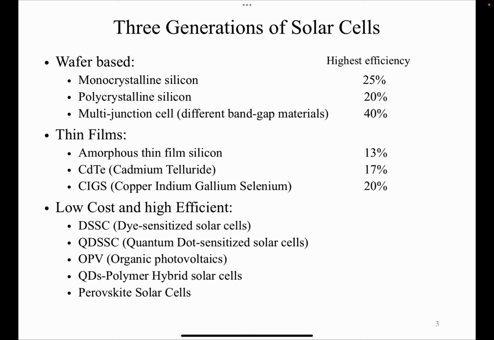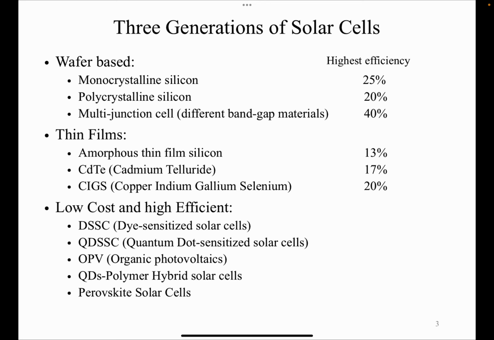Three generations of solar cells: wafer based, thin film, and dye synthesized. Monocrystalline, polycrystalline, and multi-junction. Approximately they have 25% efficiency, 20% polycrystalline, and multi-junction has 40%. Thin films have lower efficiency, that is 13%, 17%, and 20%. We need the low cost and high efficiency.